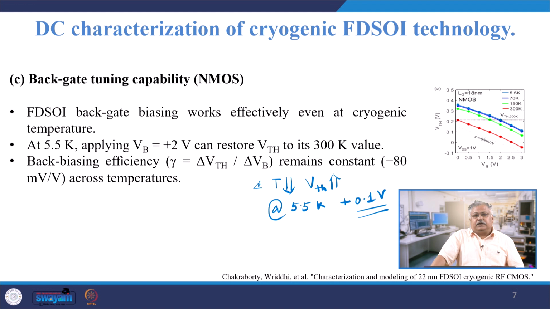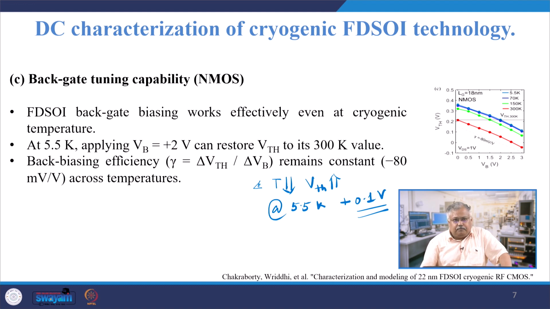This is a methodology which many circuit designers use in case of FDSOI in cryogenic: they apply a positive bias on the backside, which makes the threshold voltage go down, and whatever increase is happening because of temperature variation can be offset by increasing the value of the substrate voltage. And that is what is written as point number 2: at 5.5 K, if you apply a substrate bias of plus 2 volts, it can restore the threshold voltage to the same value as at 300 Kelvin.